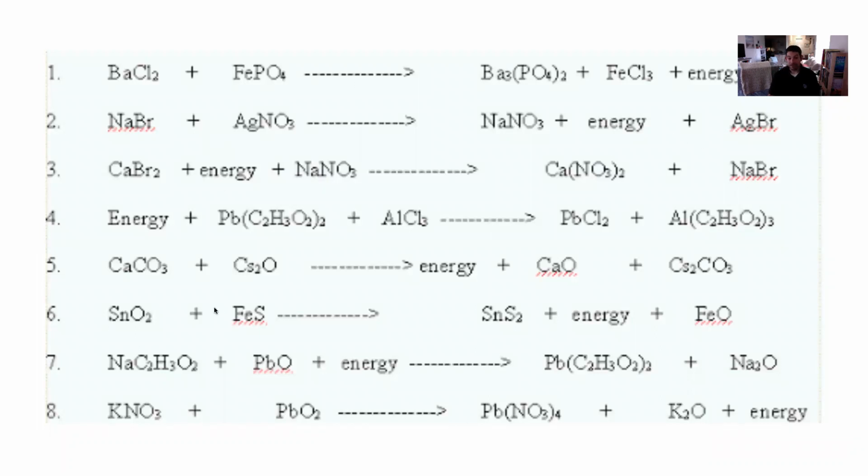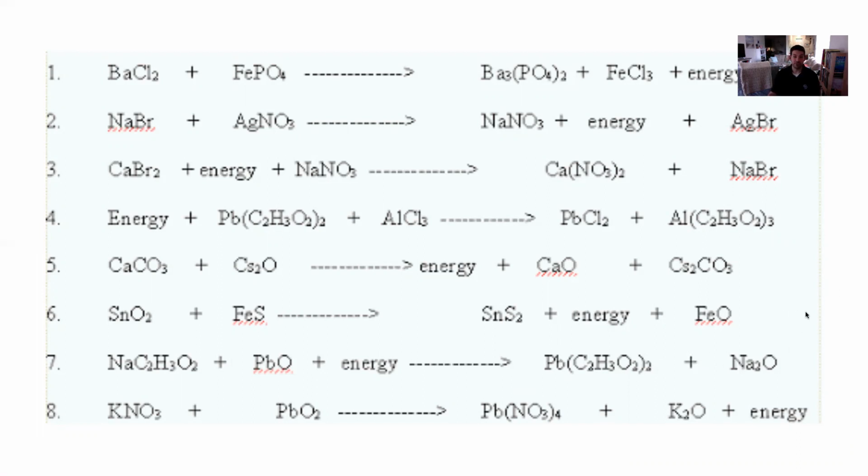Now, if I look at reaction 7, for example, I have the NaC2H3O2 plus the PbO plus energy to yield PbC2H3O2 twice plus Na2O. Because energy is listed as a reactant, this is an endothermic reaction. Heat or energy is going to be absorbed by the system, and the products will probably feel colder to the touch, right? Because energy has moved from the surroundings into this system.